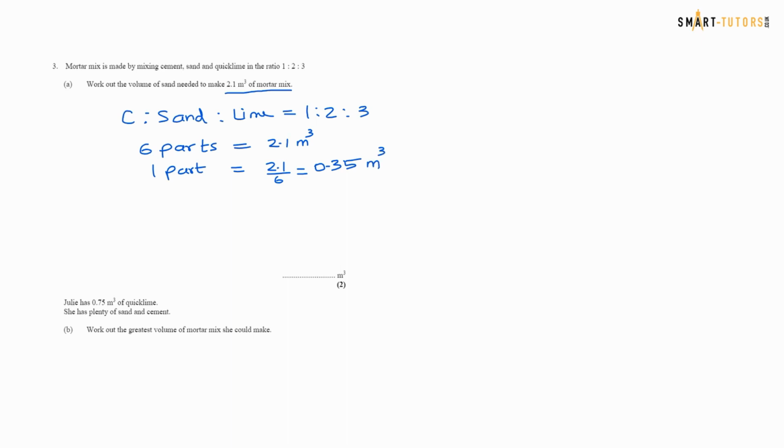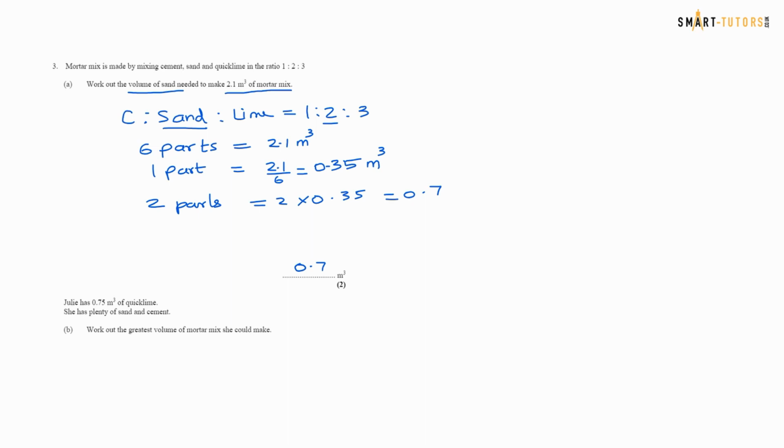So work out the volume of the sand is the question. So sand is the middle ratio, which is 2 parts. So we need to find 2 parts, which equals 2 times 0.35, which is 0.7. So 0.7 meter cube of sand we need.